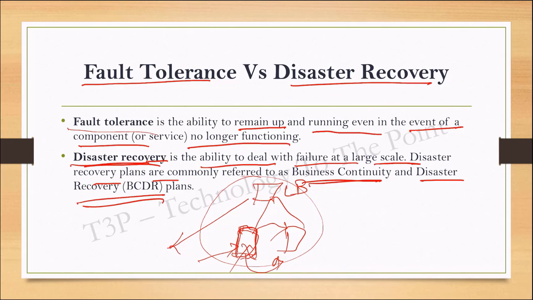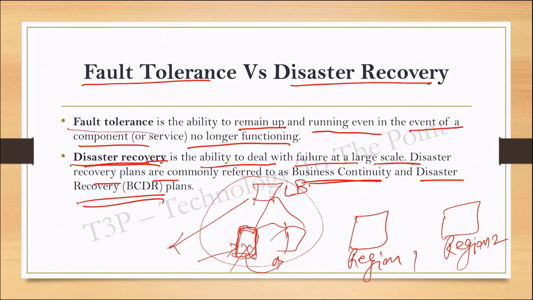Suppose we have region 1 and region 2. If something happens with this one, a natural disaster comes on this particular region and all the services go down, it has the backup site ready. It will just replicate or transfer the role to the other region. This is what we do in disaster recovery.